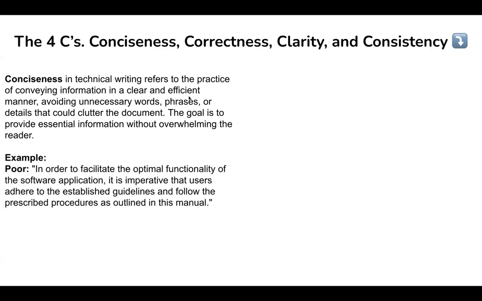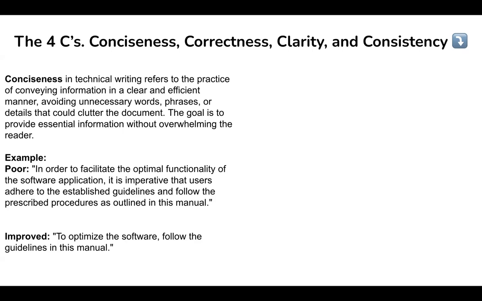For example, writing, "In order to facilitate the optimal functionality of the software application, it is imperative that users adhere to established guidelines and follow the prescribed procedures as outlined in this manual." Right? You don't write this when you can just write, "To optimize the software, follow the guidelines in this manual." Anything unnecessary, words, phrases, punctuation, details, anything that will clutter the document, just remove it.